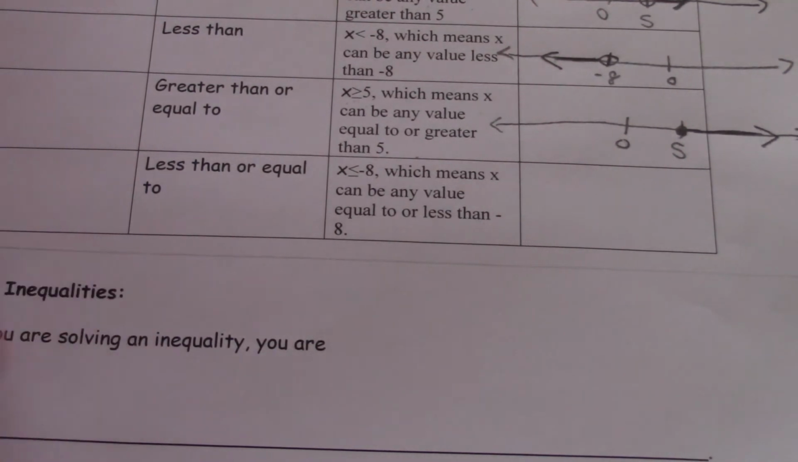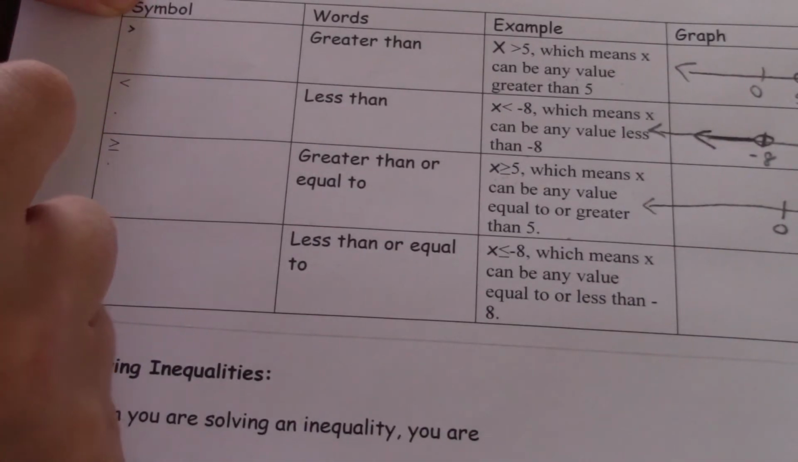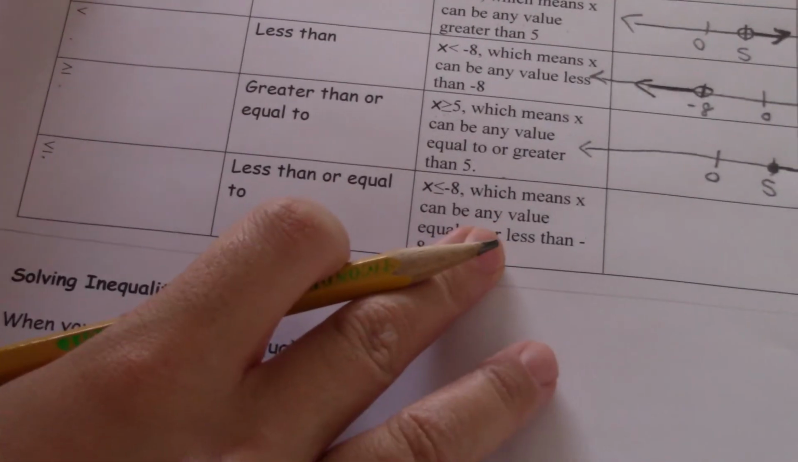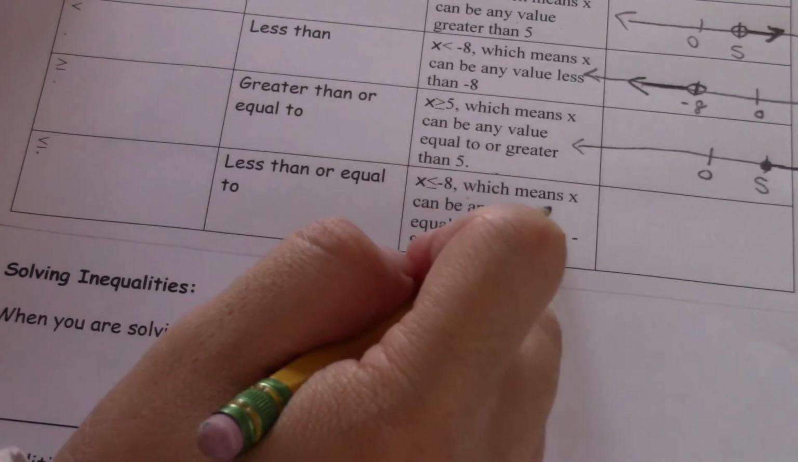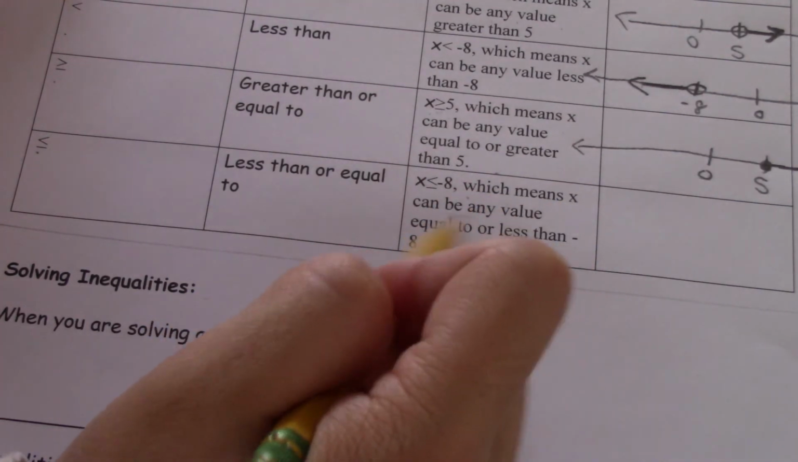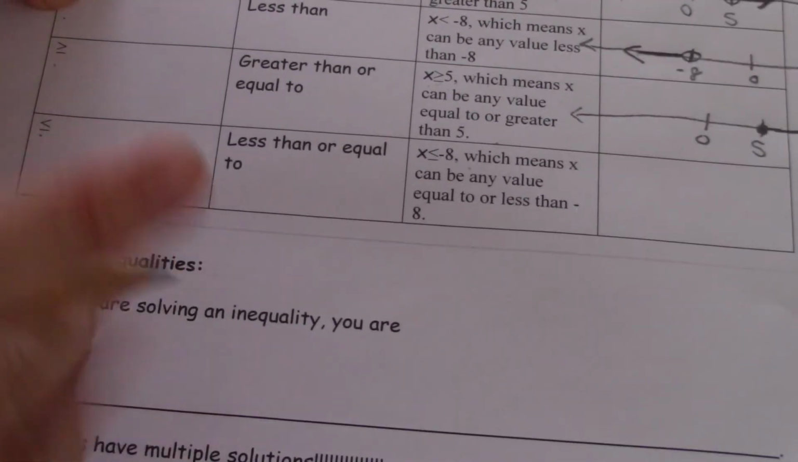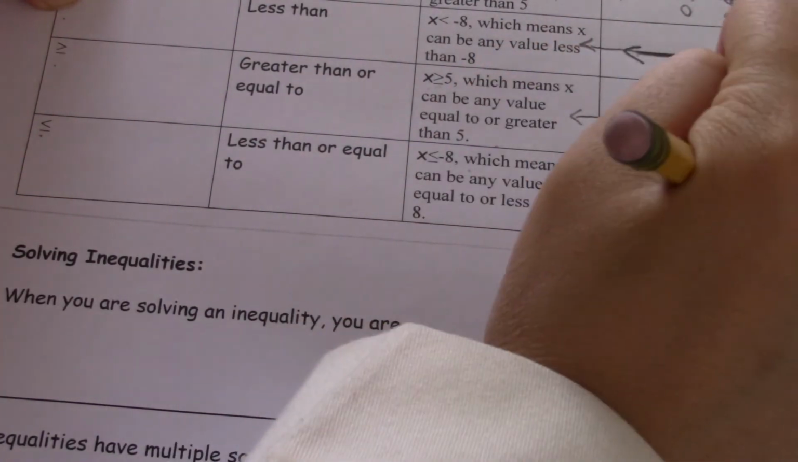All right, so now let's go back to our symbols. So we also have the less than or equal to symbol. So an example of that is x is less than or equal to negative 8. So that means that x can be any value equal to or less than negative 8. So same thing, to graph that, I draw my number line.